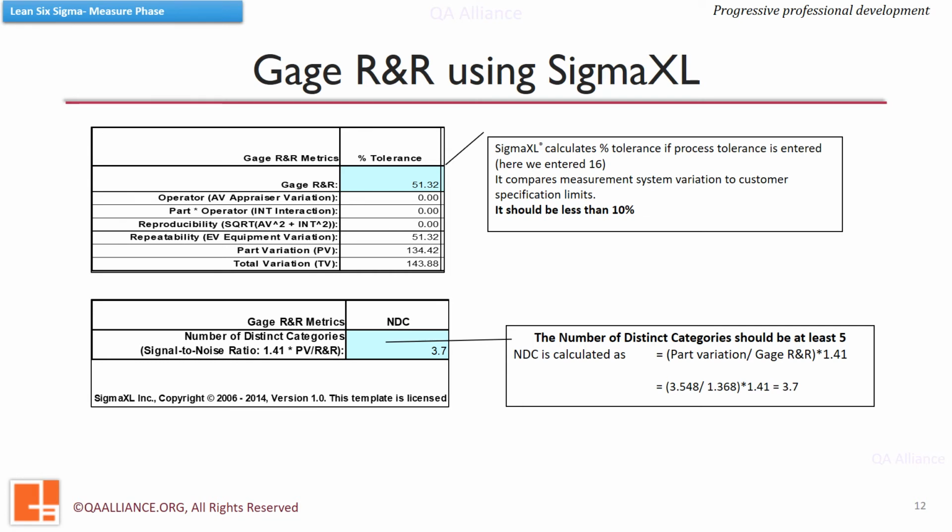The number of distinct categories should be at least 5. It is calculated by dividing part variation by gauge R&R and multiplying the result by a constant 1.41.